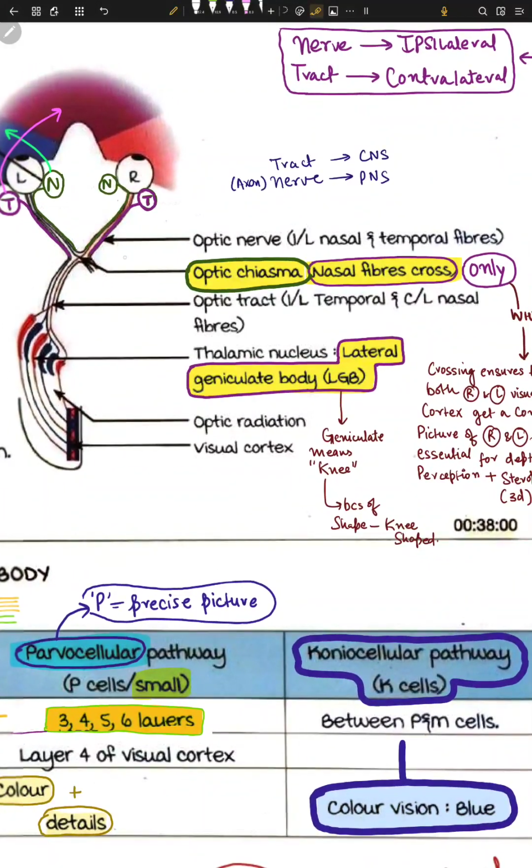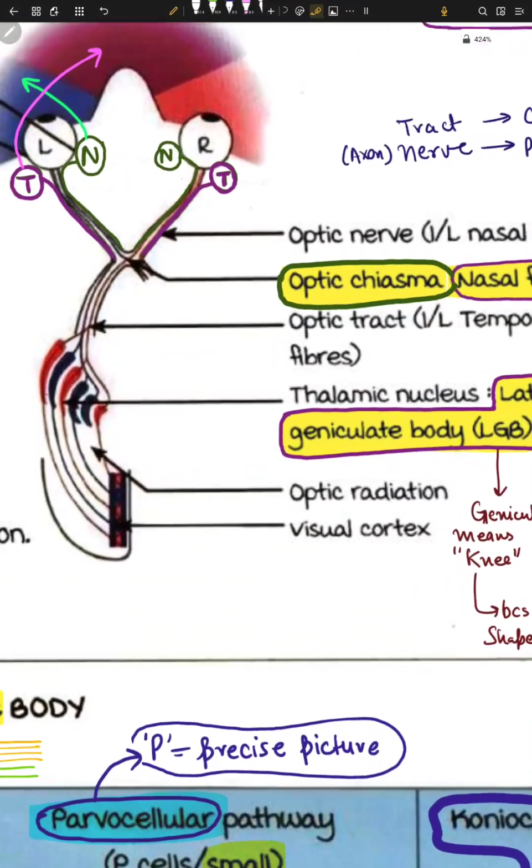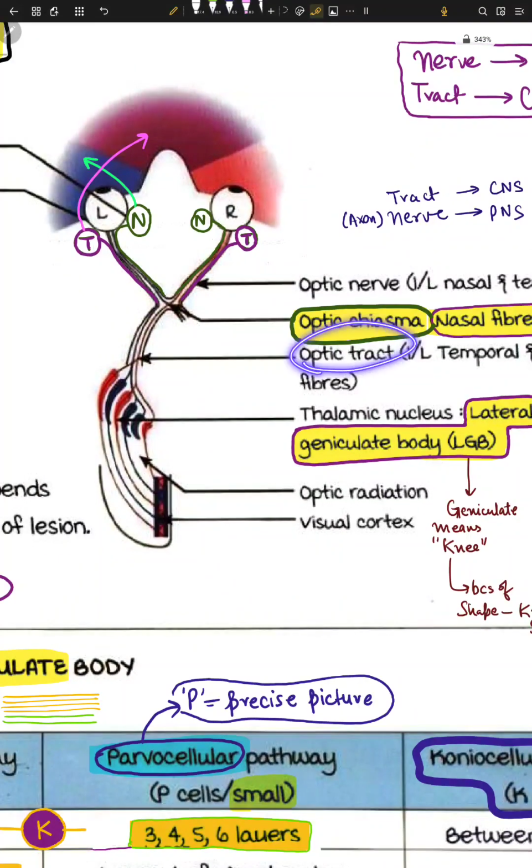Okay, so what happens is that once your nasal fibers have crossed at the chiasma, the optic tract is formed.